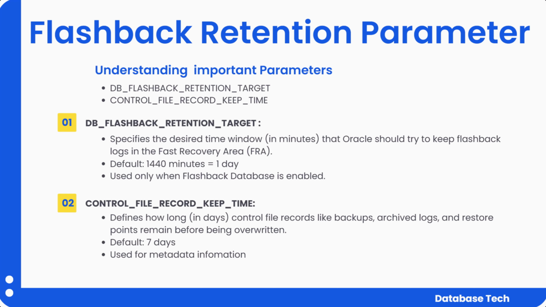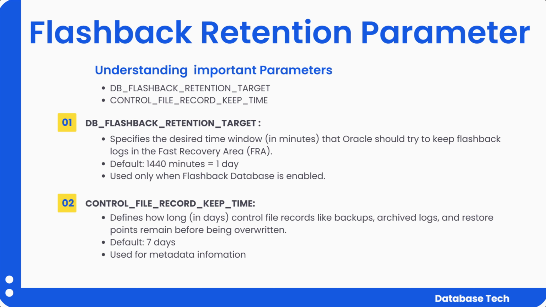Now, coming to the second parameter, control file record keep time. It controls how long the information about backups and restore points stays in the control file before it is overwritten. The control file in Oracle has a limited size that's determined automatically when the database is created. It can grow slightly if needed when more records or entries are required, but it is not unlimited. Oracle allocates sections inside the control file for different types of records such as data files, redo log groups, archive logs, restore points, log history, etc. Each section has a maximum number of records it can hold.